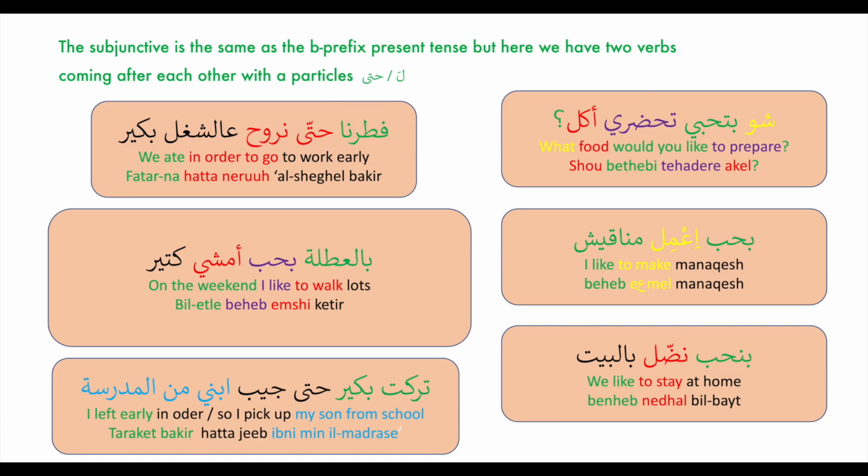Great, and this is everything about the subjunctive you should know. Let's remind ourselves what the subjunctive is. The subjunctive is used on certain occasions for things that we want and prefer to do, but that doesn't necessarily mean they could be realized. In terms of conjugation, it is the same as the be-prefix present tense, but without the be. It can be preceded by a past tense or a present tense. It uses two particles, la or hatta, and both mean to or in order to.